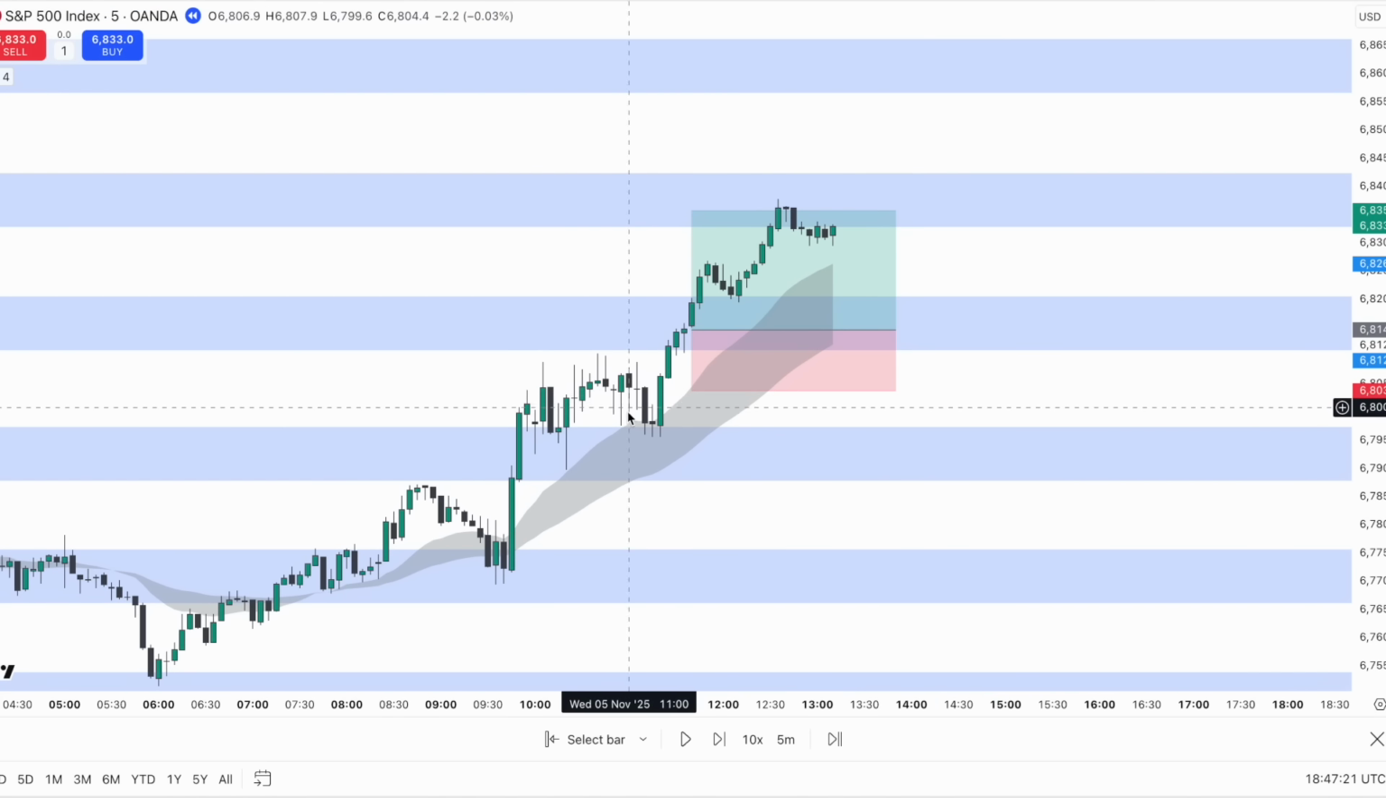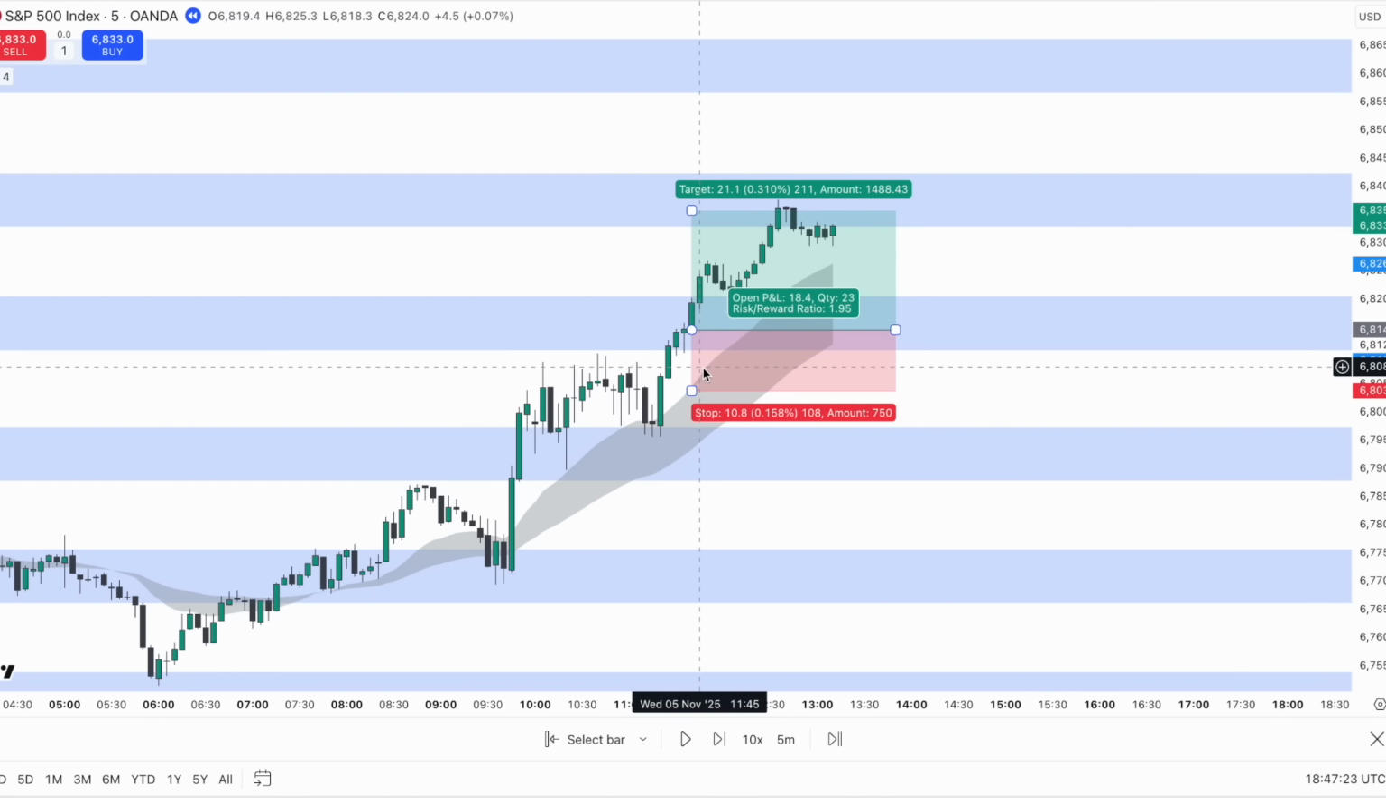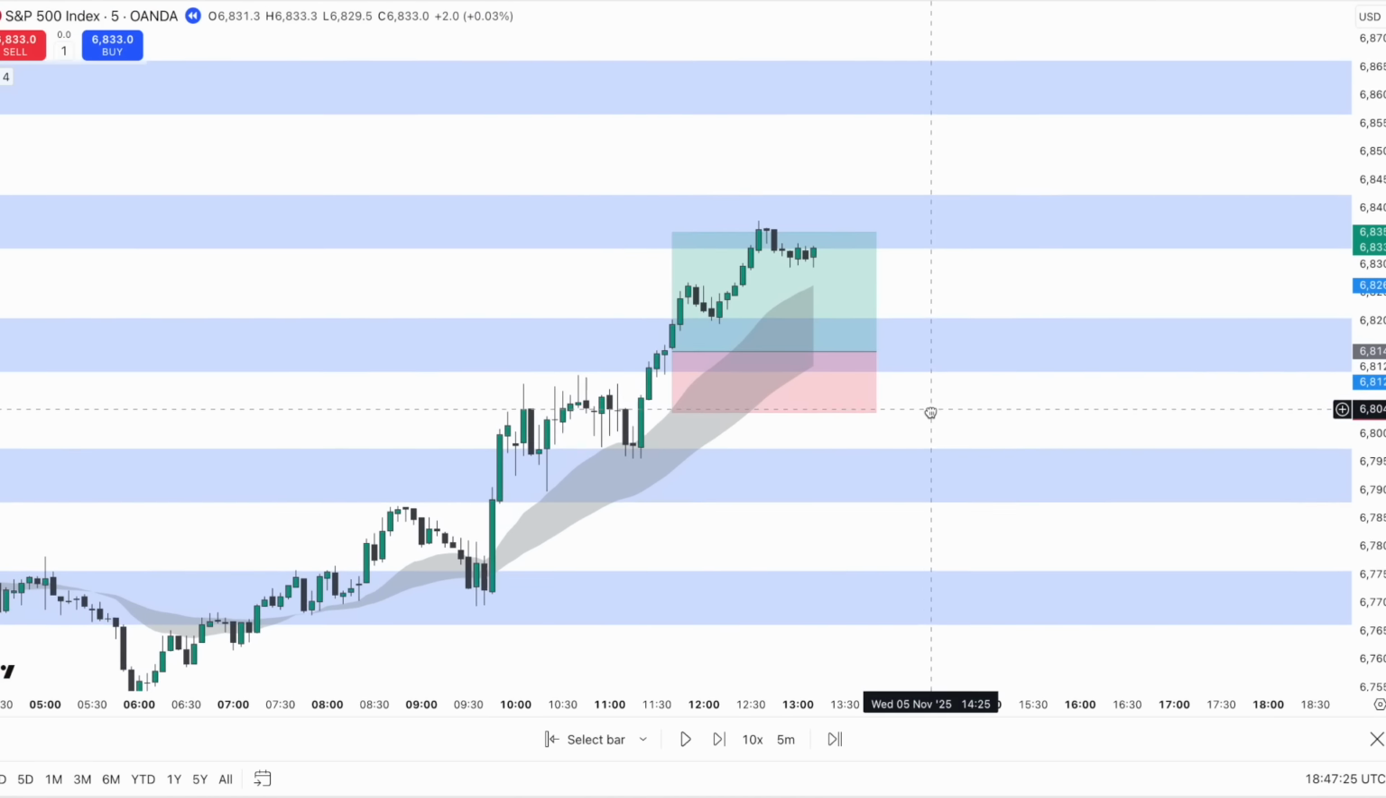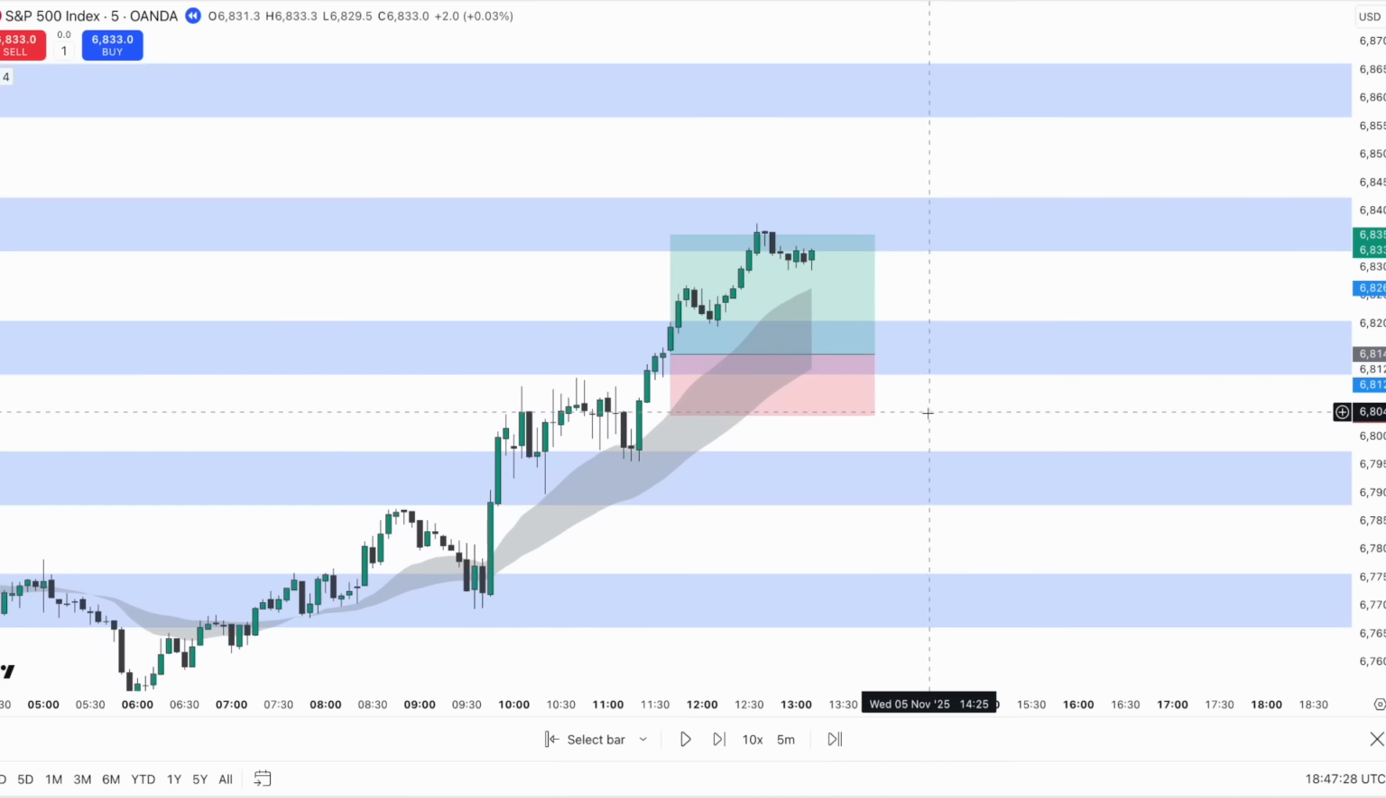Now there were two potential trades today. Neither of them were a picture perfect A+ setup. But we also can't expect every day to be perfect. That's how we would have approached a day like today.